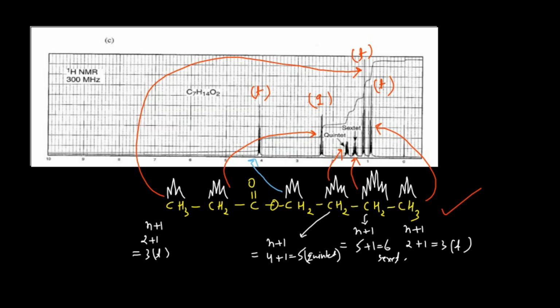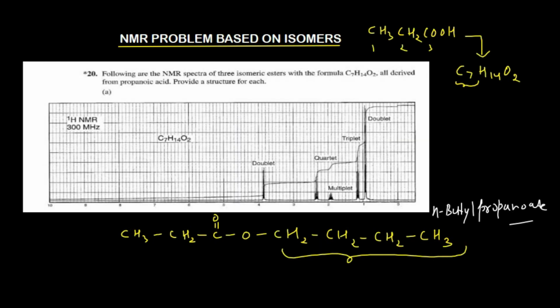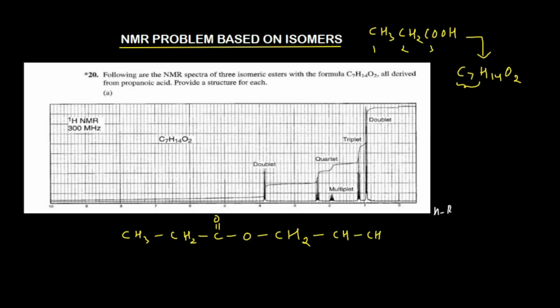Now, if I move further, this one is your A. For this A, again, I can write the structure. Again, this is quite simple. This will produce a triplet, as I have already explained to you. This will produce a quartet, as I have already explained. And now if you look at these two, these two methyl groups are equivalent and they will produce a doublet.